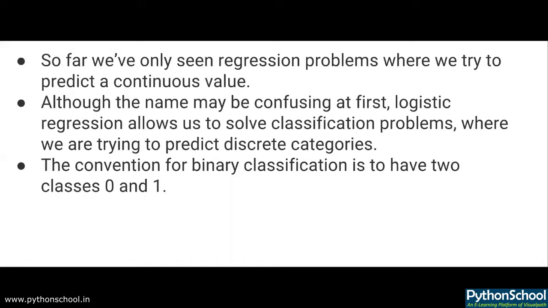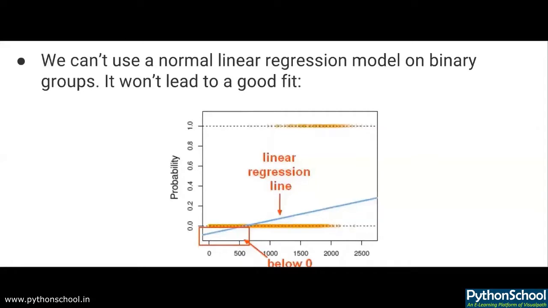So far we have only seen regression problems where we try to predict a continuous value. Although the name may be confusing at first, logistic regression allows us to solve classification problems where we are trying to predict discrete categories. The convention for binary classification is to have two classes, 0 or 1. So we can't use a normal linear regression model on binary groups. It won't lead to a good fit.